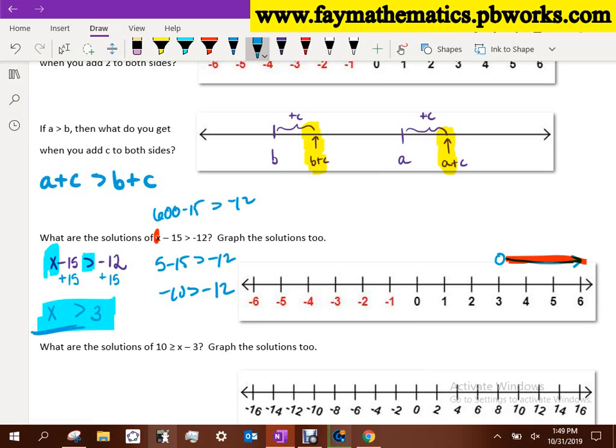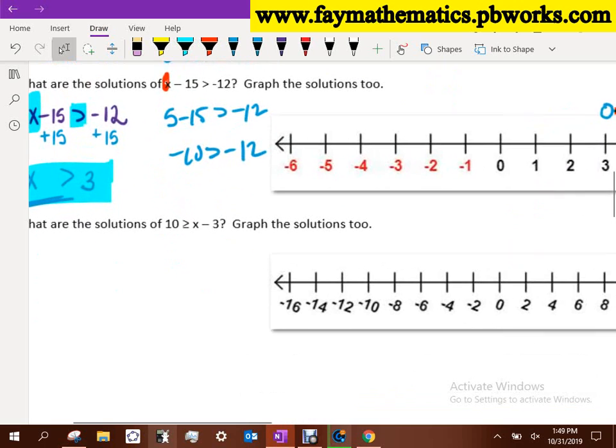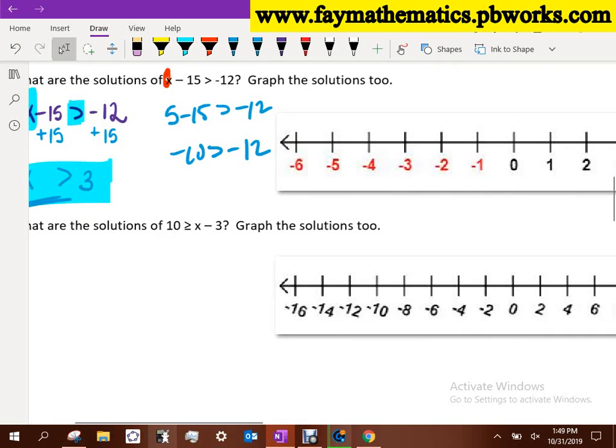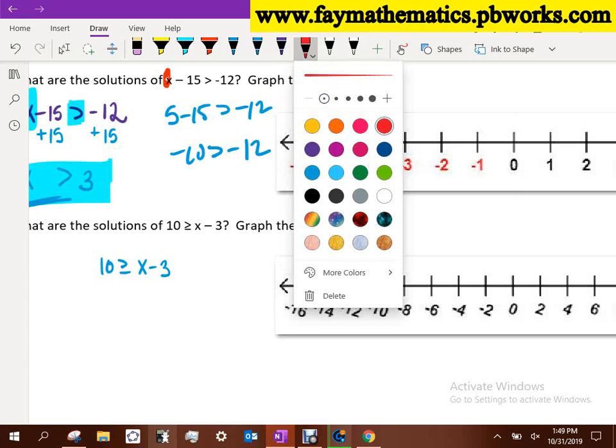Okay. If we come down to the next one, what are you going to do first there? 10 is greater than or equal to x minus 3. Add 3 to both sides. So we're trying to isolate our variable. Add 3 to both sides.